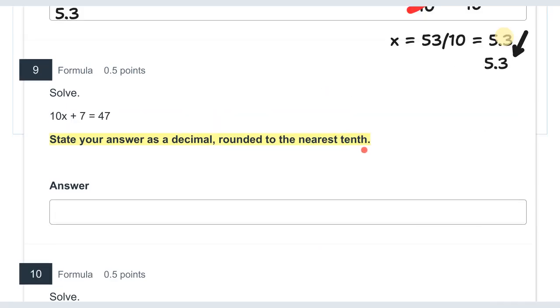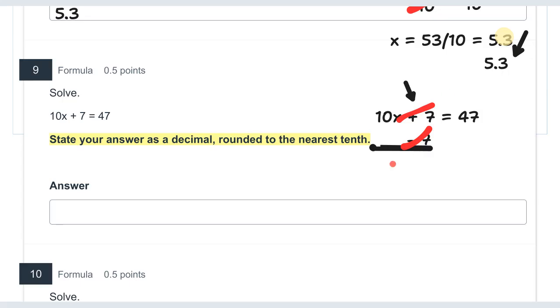Number 9. Here's another one that says round to the tenth, so we got to be careful with that one, right? 10x plus 7 is equal to 47. By now, you've seen the pattern. We have to get rid of this plus 7 over here first. We do that by doing minus 7. So minus 7 on the left will make the 7's go away, which is why we chose minus 7, right?